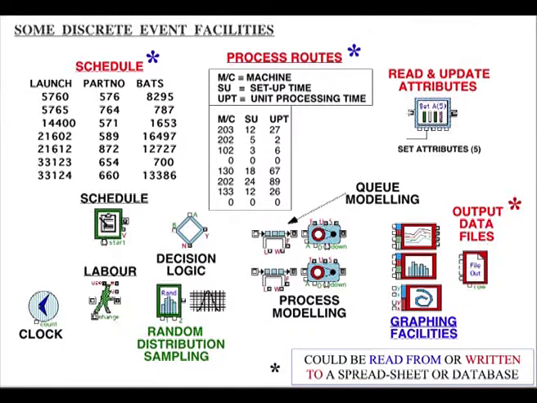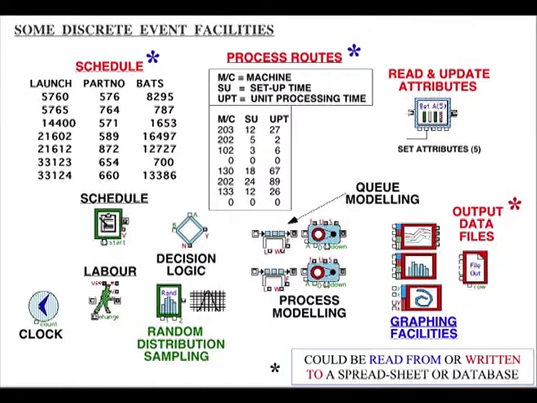Some means to model labour. Some means to develop random distribution sampling for the various sources of randomness in the model. Decision logic, queue modeling, process modeling, process routing as in the ShowFlow video you've just seen, graphing facilities, output data files, and reading and updating attributes as the entities go through the model.